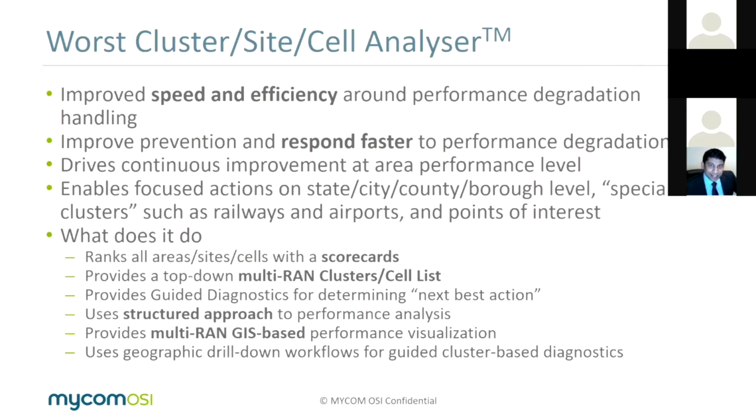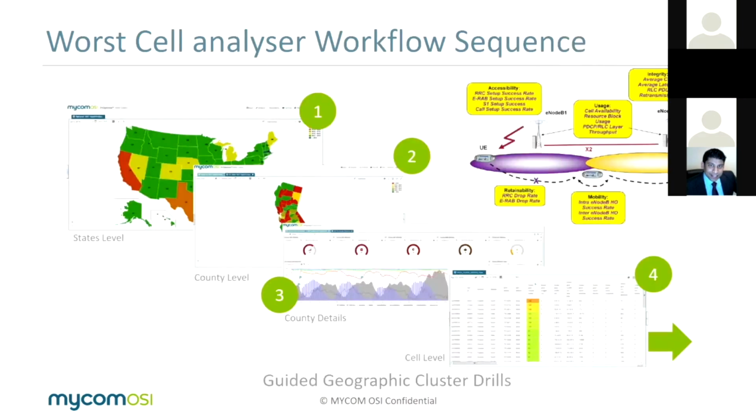So just to continue on the WES cell and cluster analysis, it uses a structured approach to performance management through multi-RAN GIS-based performance visualization, as well as a comprehensive geographic/GIS-based drill down to identify the top list of worst offenders, harmonized across multiple technologies and multiple vendors as well. As you can see, the WES cell analyzer workflow sequence consists of going through the holistic view of the performance-related KPIs on a country level, then drilling it down into a county level, where you can see the individual KPIs and statistics.